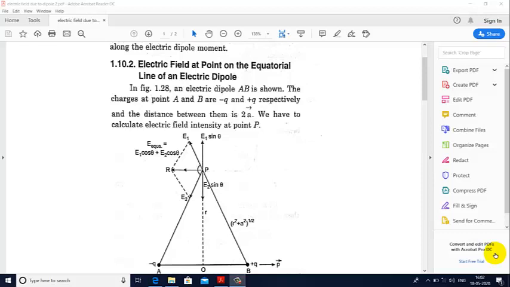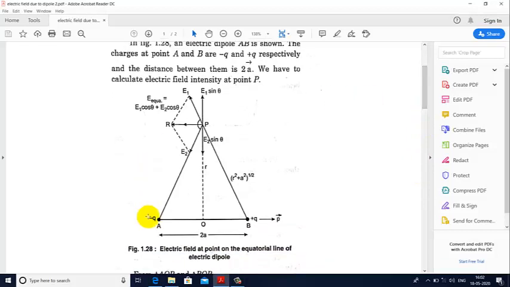In this session, I will discuss the electric field at a point on the equatorial line of an electric dipole. So this is an electric dipole. There is charge minus q at point A and plus q at point B. The distance between the charges is 2a.